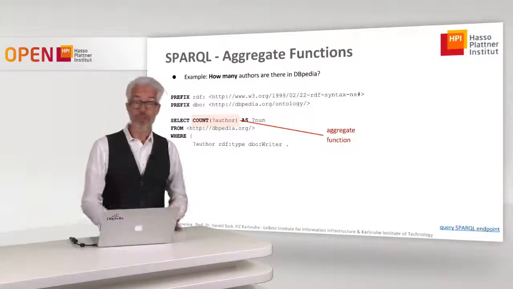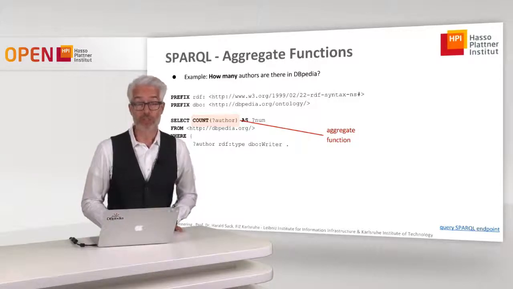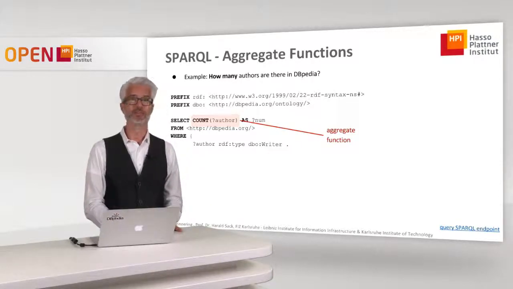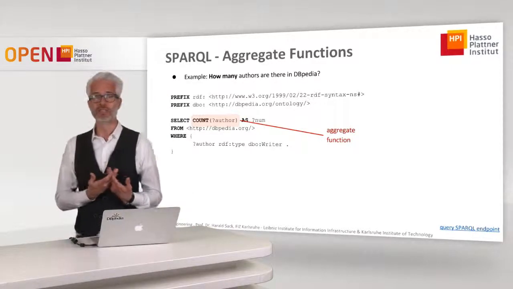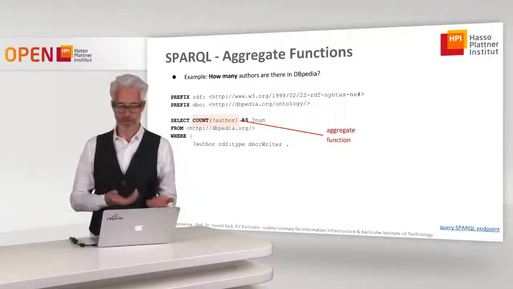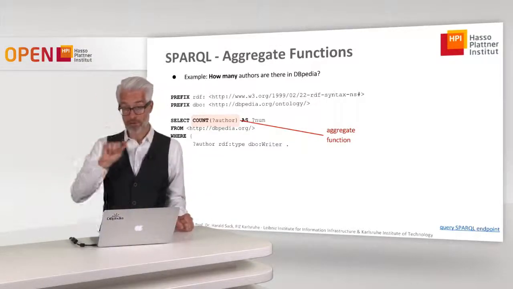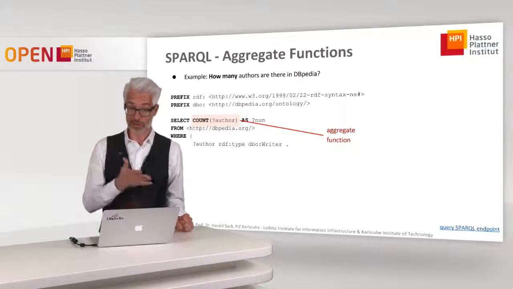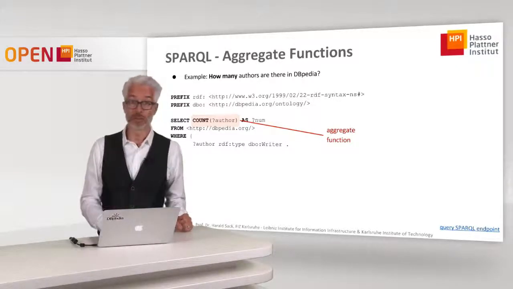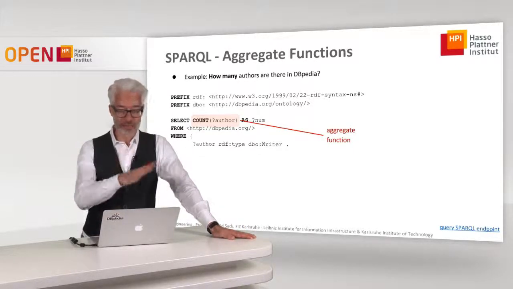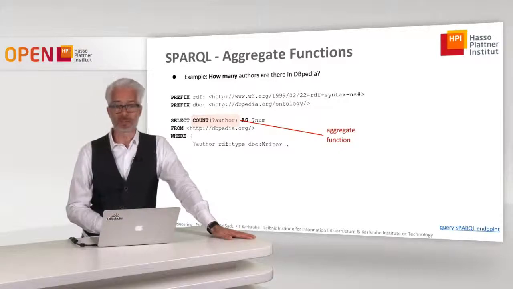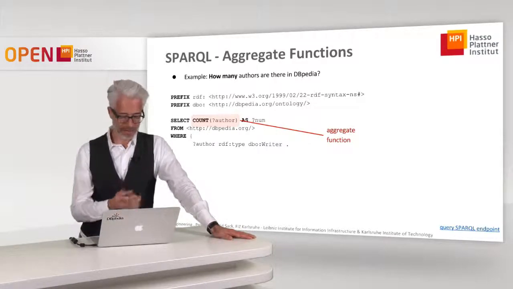Okay, let's switch to another topic. There are more functions that you can use in SPARQL, the so-called aggregate functions. So these are also output-related functions. And you see here what you can do, for example, if you want to know how many authors are there in DBpedia. Of course, you can select the authors, everything which is of type writer, and then count the result lines by yourself. But there is also an aggregate function similar to SQL. You can say select, count, and then you say the name of the variable which should be counted. And this is then here author.